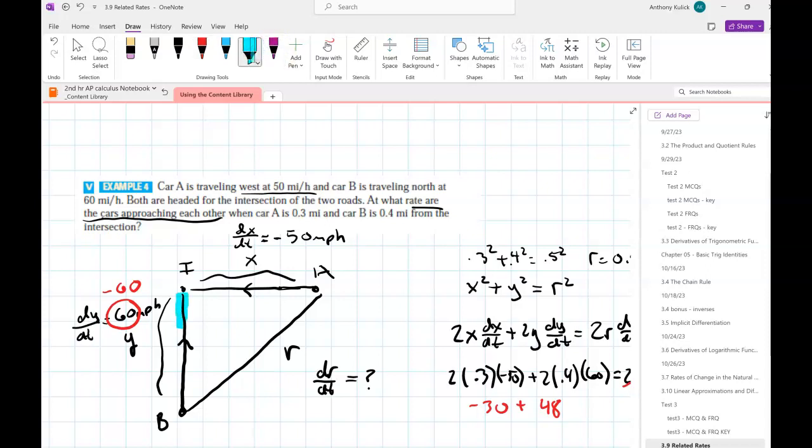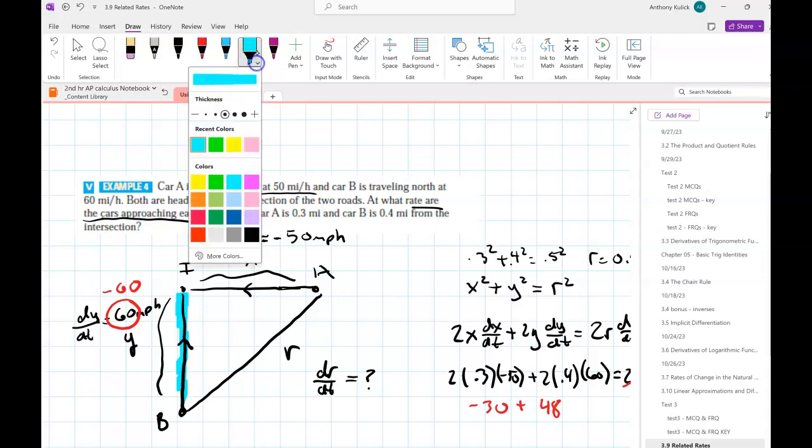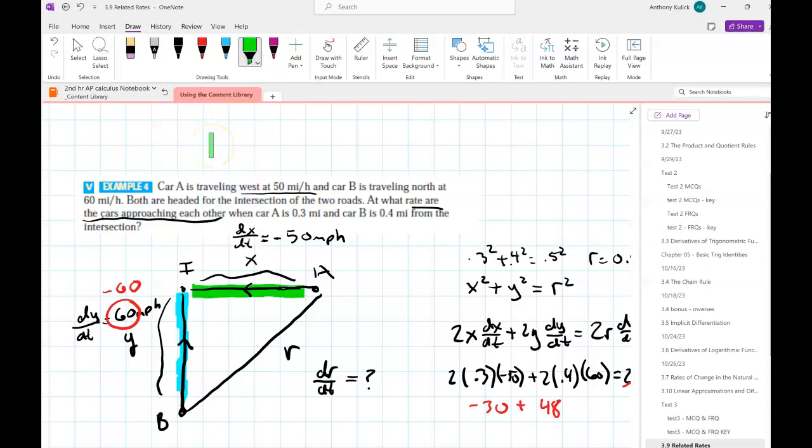What's happening to this distance between B and the intersection? It's decreasing. So what should the rate be? Negative. What's happening to this distance as car A gets closer to the intersection? That distance is decreasing. So the rate should be negative.